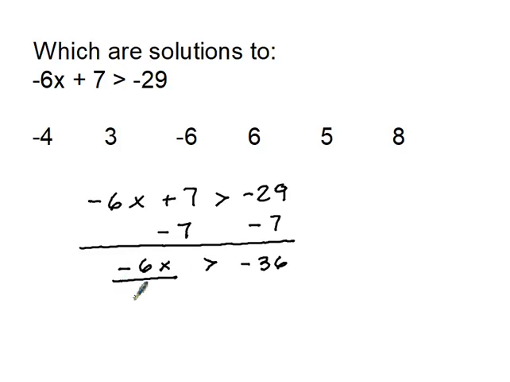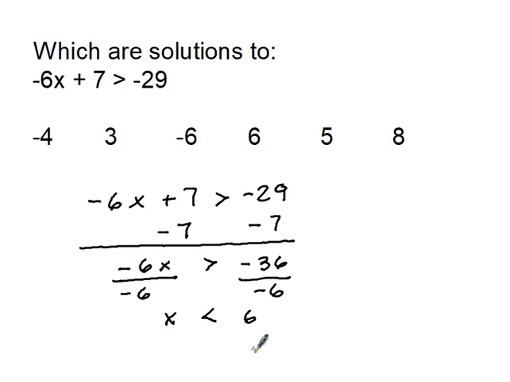My last move is to get rid of this negative 6. I must divide to get rid of it. I must do the same thing on the right side. Remember, balancing my equation, everything that happens on the left must happen on the right. These two negative 6s cancel out, giving me just my x, which is exactly what I wanted. These two negatives create a positive answer. 36 divided by 6 gives me a 6. But because I divided both sides by a negative number, the rule is I must flip this sign. So instead of a greater than, I have a less than sign.